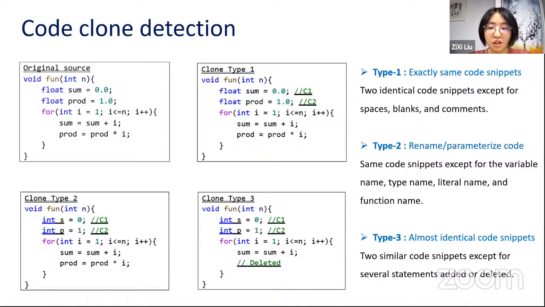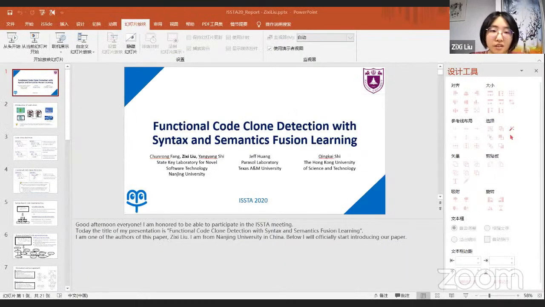The type 2 clone can be understood as renamed code. As you can see in the figure, the types of variables s and p have changed from float to int. Type 3 can be regarded as almost identical code snippets. In the figure, in addition to changes in variable types and comments, some statements have been deleted. That is, the functionality of a type 3 code clone may not be the same as the source code, but they are quite similar. Our proposed method is mainly used to solve the type 4 code clone, that is, functional code clone.